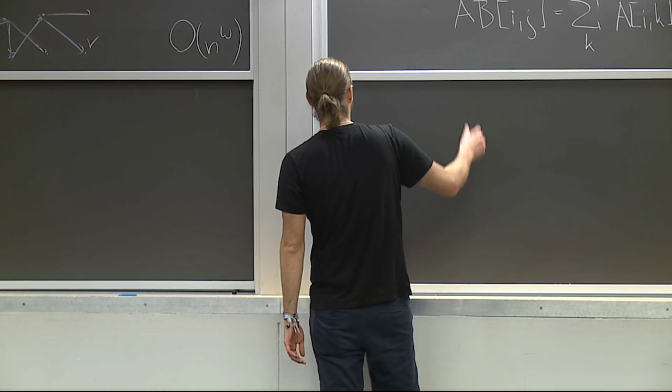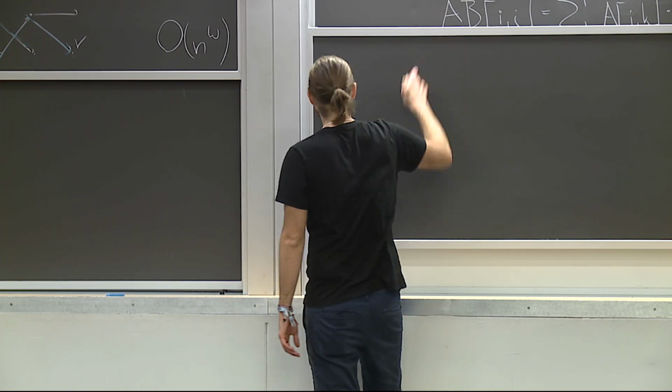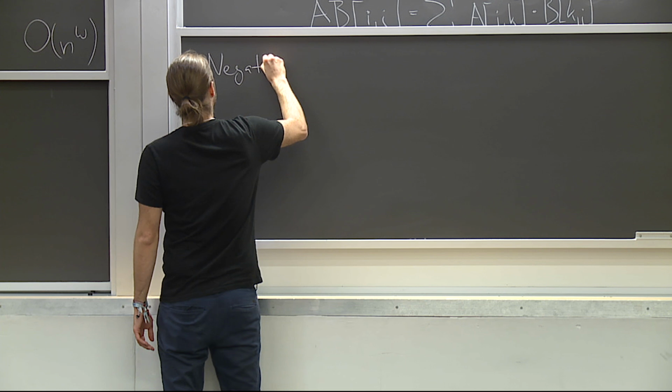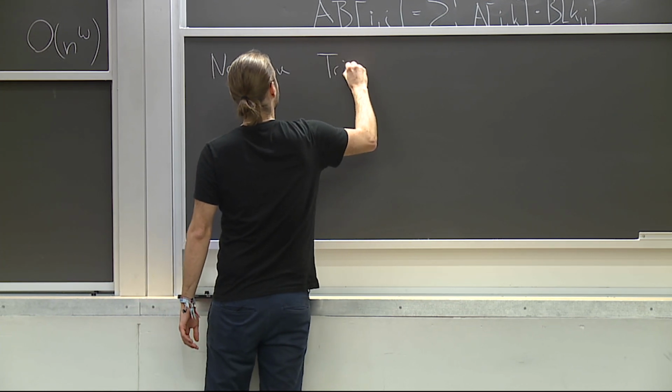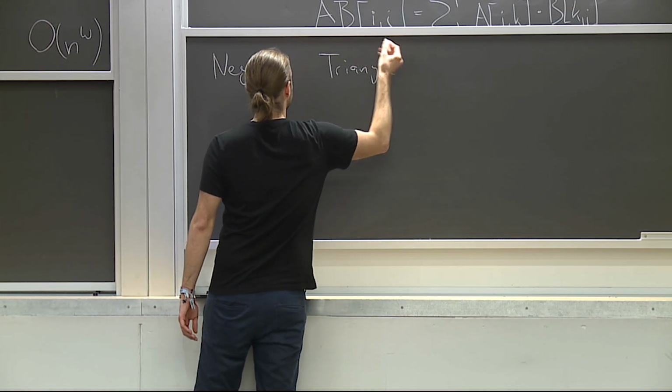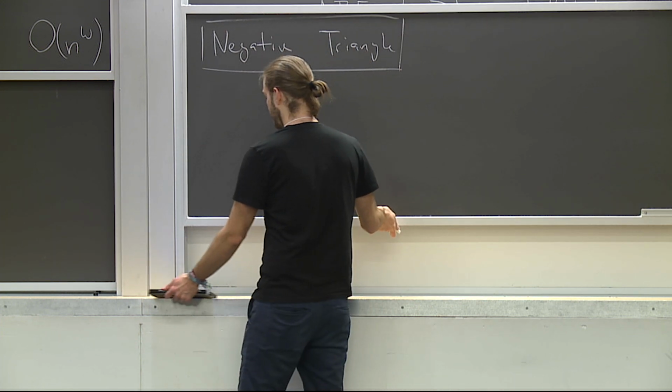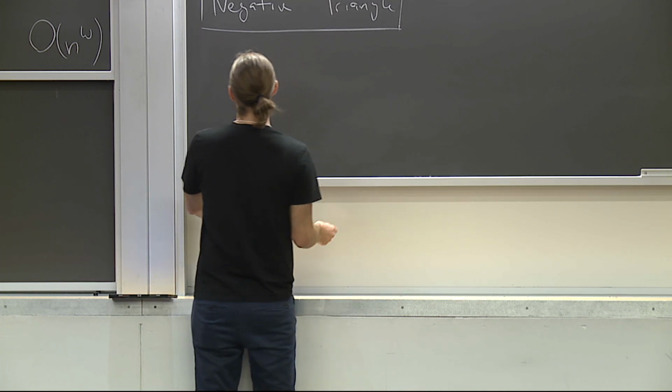So, let me give you three new problems. The next one is called negative triangle detection. The idea is the same. You're still given basically an undirected graph.